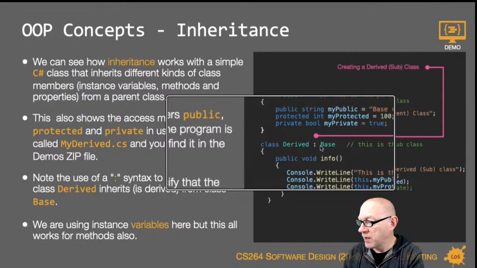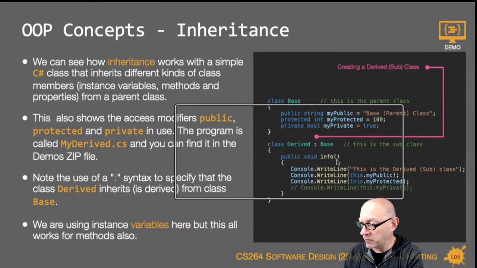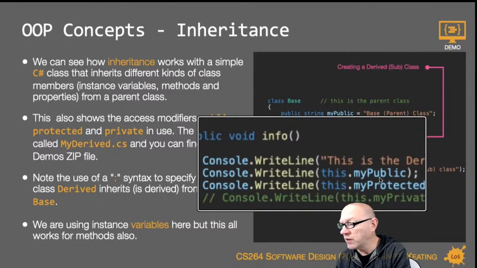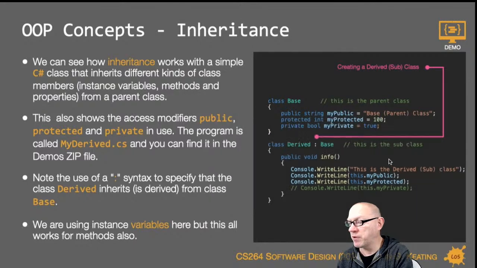Okay, here's the subclass, and in the subclass we have a method called info, which gives us the information in the derived class. So we should be able to write to the console myPublic and myProtected, but we should not be able to write myPrivate. Again, that's because of the encapsulation that's happened here.